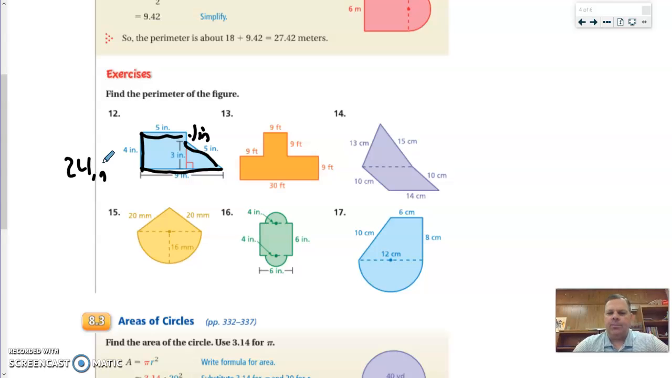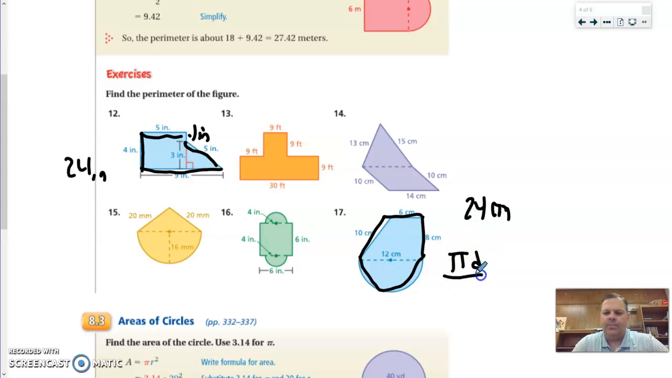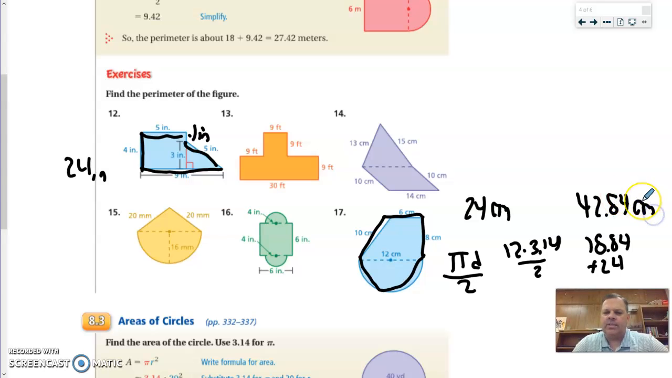We're going to skip down and do number 17. We already know this part. We know this part, this part. That is 24 centimeters. Now we need to find this part. I know that that is a semicircle, so we are going to take pi d divided by 2, which is 12 times 3.14 divided by 2, which would give me 18.84. When I add that to 24, we will get 42.84. Again, the label is centimeters.